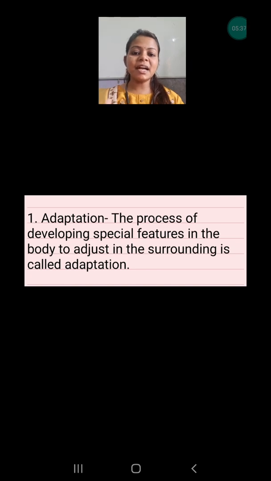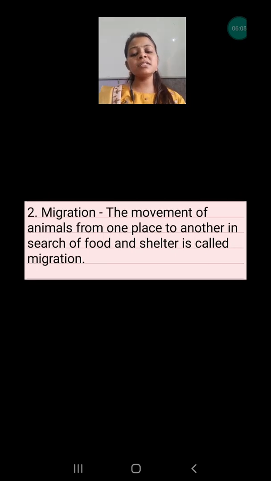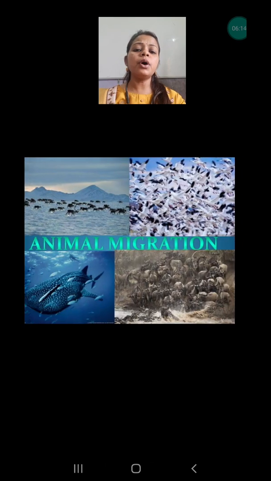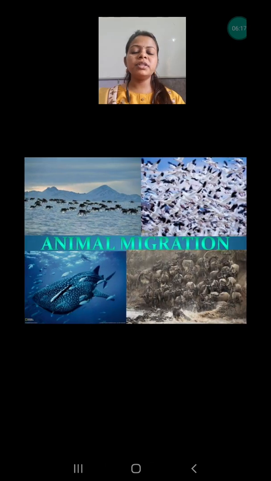And one more thing, this adaptation is not the result of a short period, 1 day or 2 days. After a long period of time, over millions of years or over 100-200 years, some changes are seen in the animal. So don't think adaptation is a short process. It is a very long process, and after a long period of time these changes come in the body of the animals. Next is migration. Migration is the movement of animals, not one or two animals, but a large number of animals from one place to another place for their food and shelter.